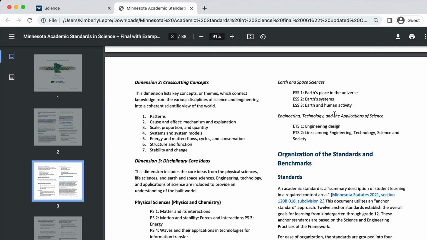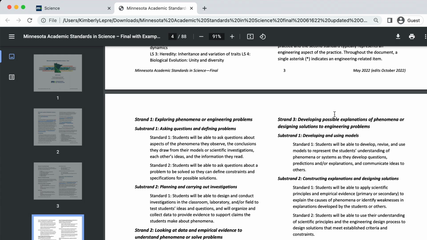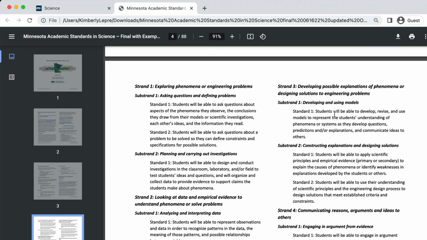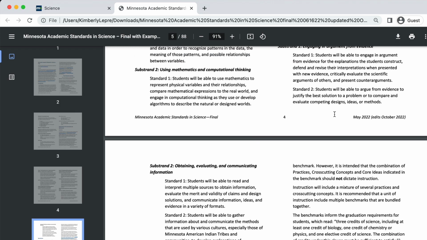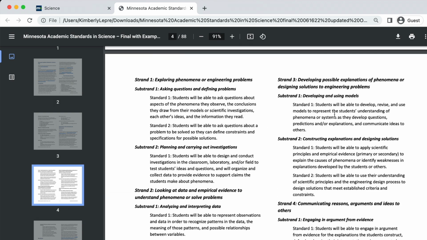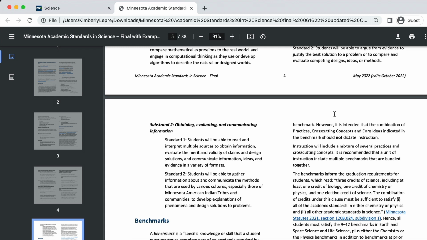So I get that. And then it says organization of the standards. For the science standards in Minnesota, they call them strands. So they have the strands and the substrands. For example, strand 1 is exploring phenomena or engineering problems. And then there are 2 substrands: asking questions, and planning and carrying out investigations. So I can see that there are 4 strands, and each strand has 2 substrands. There are benchmarks. This is what students are supposed to master at certain grades.